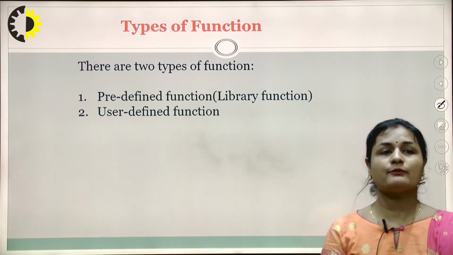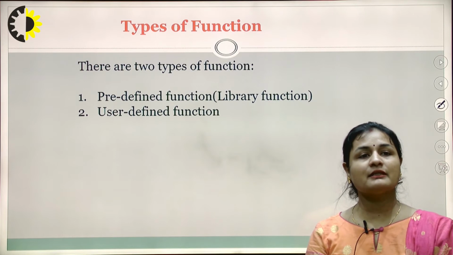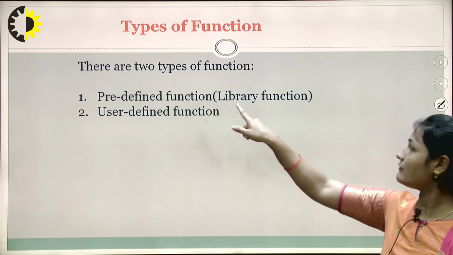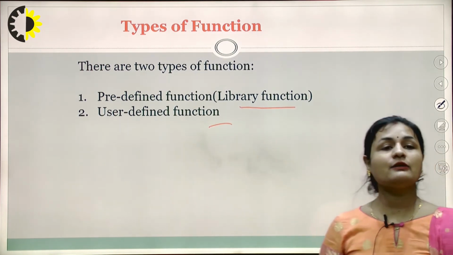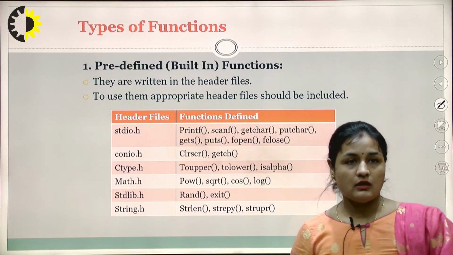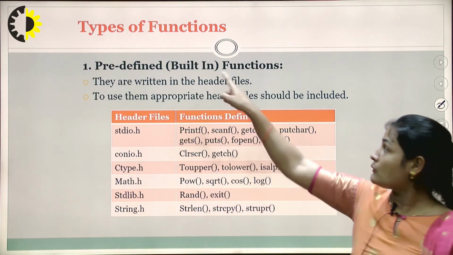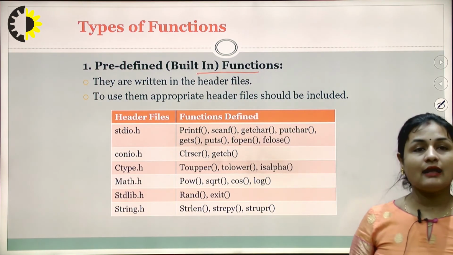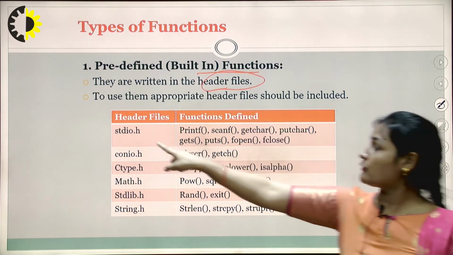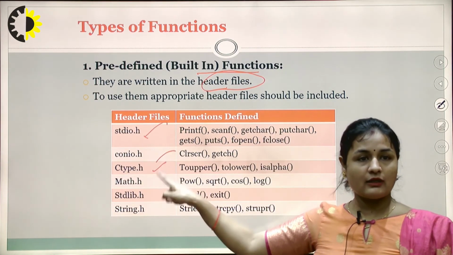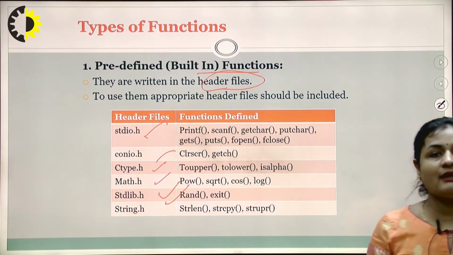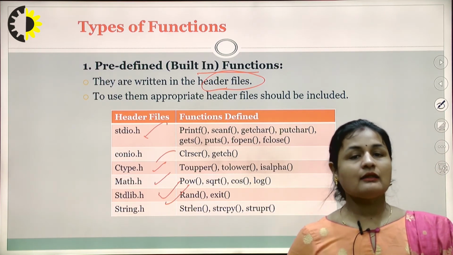So there are two types of function in C language. The first one is the predefined function, known as the library function, and the second one is the user defined function. Predefined functions are also known as built-in functions. They are written in the header files, that is stdio.h, conio.h, ctype.h, math.h, stdlib.h and string.h. So these are the header files and the functions are written in these header files.